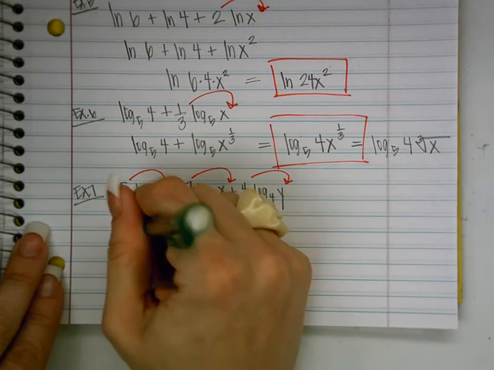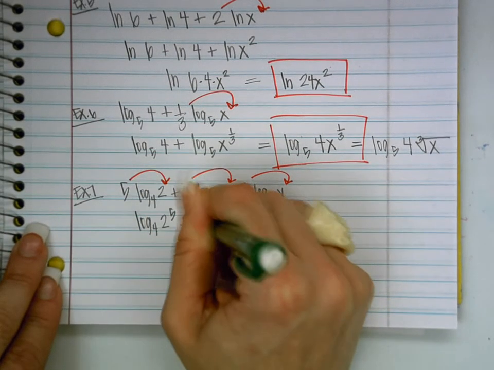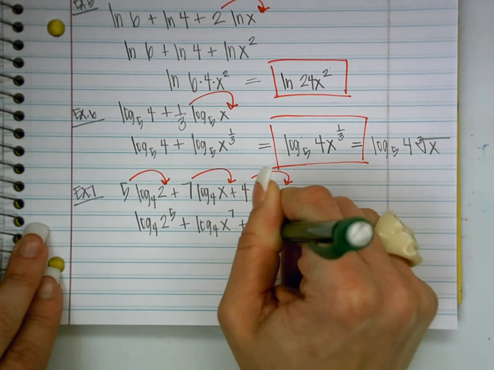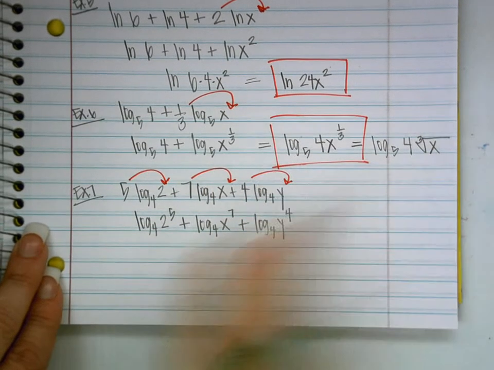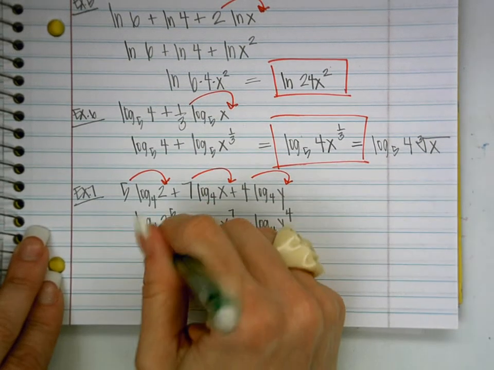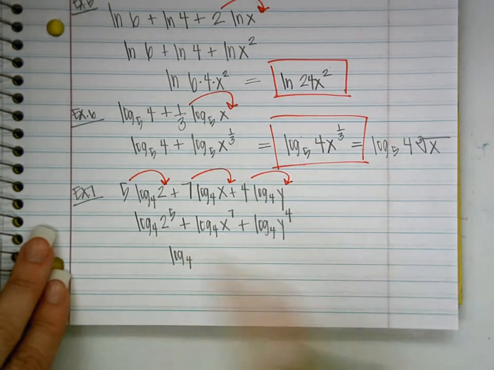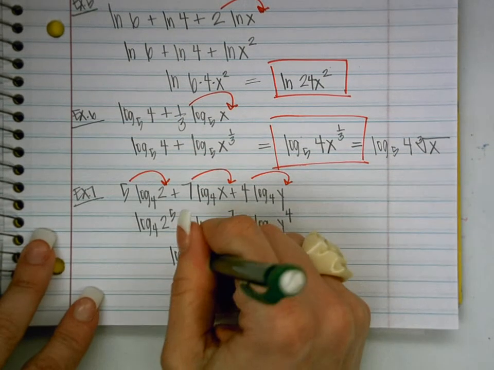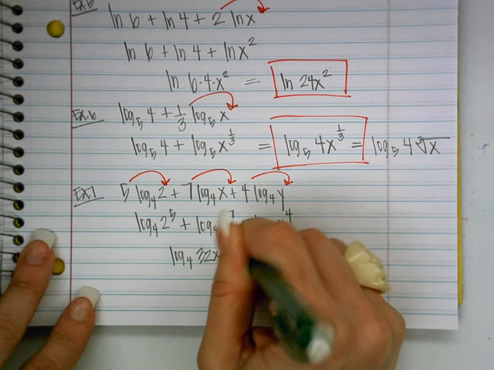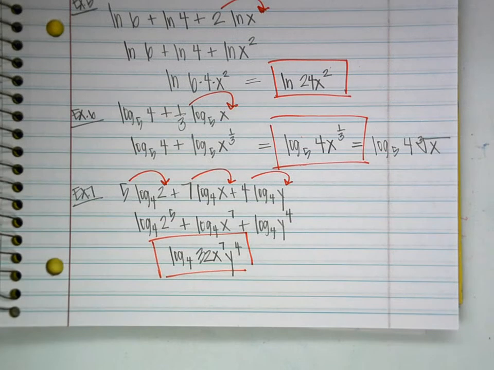So, log base 4 of 2 to the 5th plus log base 4 of x to the 7th plus log base 4 of y to the 4th, and all those addition signs are going to turn into what? Multiplication. So log base 4 of, you can also combine at the same time, so what's 2 to the 5th? 32 times x to the 7th times y to the 4th. And that's the answer that we're looking for. Okay, anyone have questions?